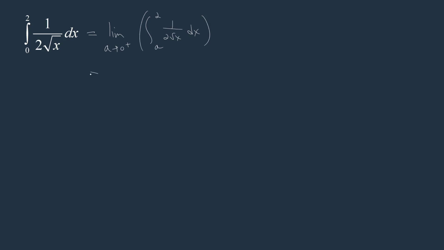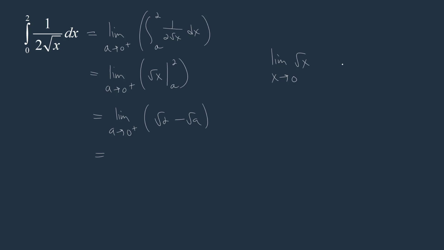Now from here, this would then be equal to the limit as a approaches 0 from the right of just the square root of x, and I would evaluate that from a to 2. And that is the limit as a approaches 0 from the right of the square root of 2 minus the square root of a. And this limit, now notice the normal everyday limit of the square root of x as x were to just approach 0, that does not exist.